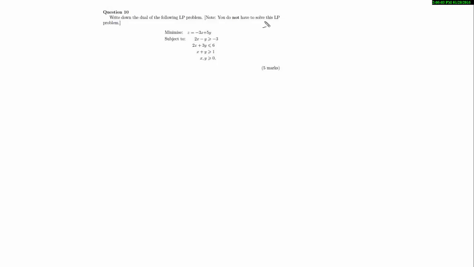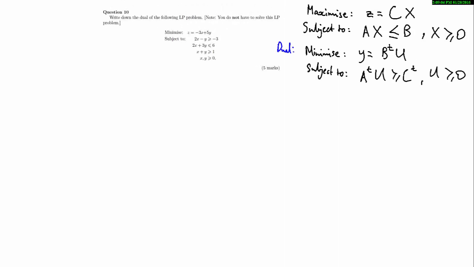Okay, now firstly I'm just going to write the definition of the dual on the right hand side here, so we can use that for a reference for this problem. So this is the definition of the dual. Given we have a maximization problem in this form, the dual can be written like so.